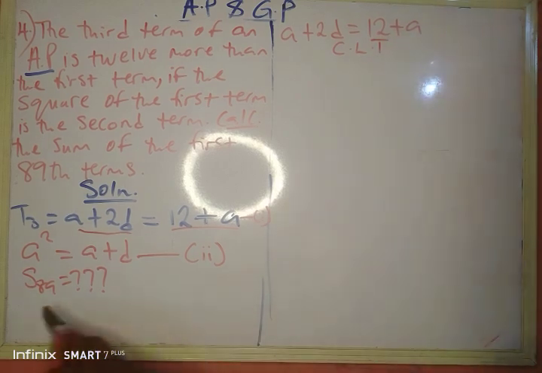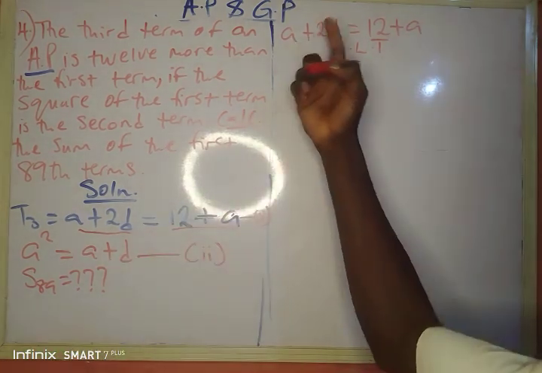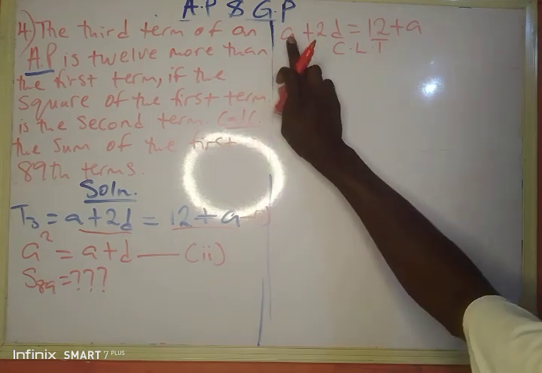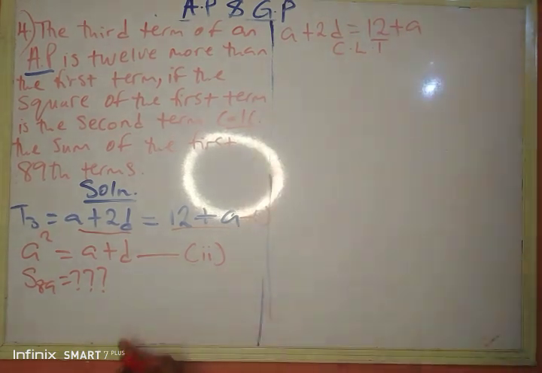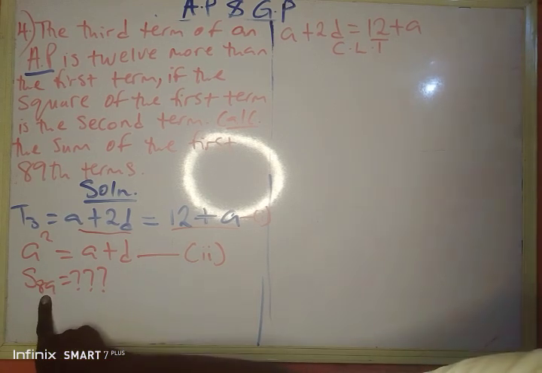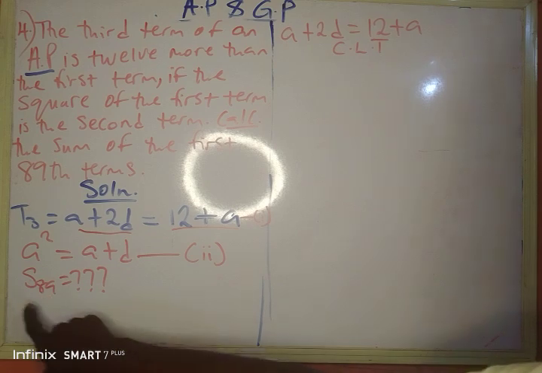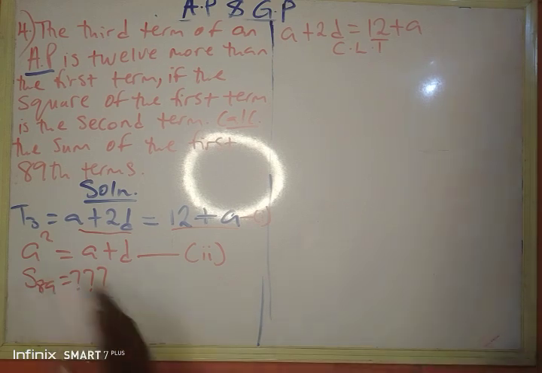Remember S89. The first thing you must know is that I have to find the value of A and I have to find the value of D. I don't need to find the value of N. Why? The value of N is already given as 89. So the sum of the first 89 terms, N equals 89.